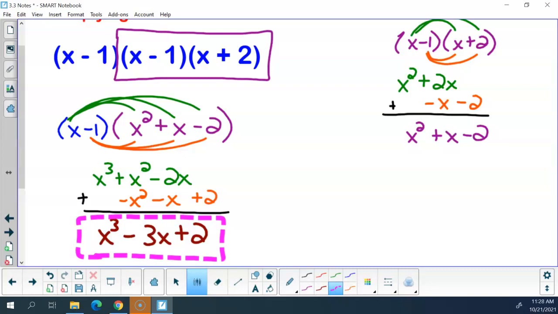And if you took 2 different ones at the start, you'd still get the same answer after you do the second multiplication. Then you've got to take 2 at a time.